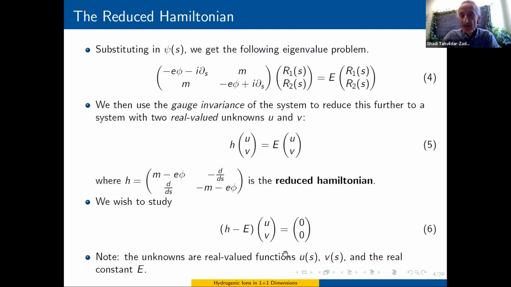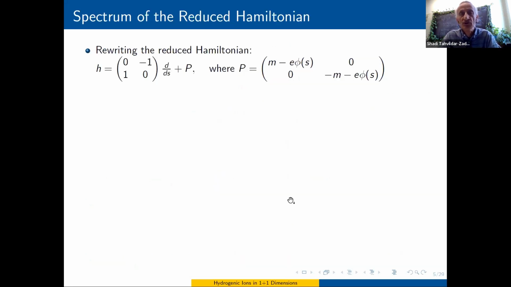So the unknowns, therefore, are u, v, and E. It's all unknown. So there is a general theory that goes with studying these types of equations, right? This, again, looks like an eigenvalue problem, but one needs to be slightly more careful about it, because what's involved here are these differentiation operators also.